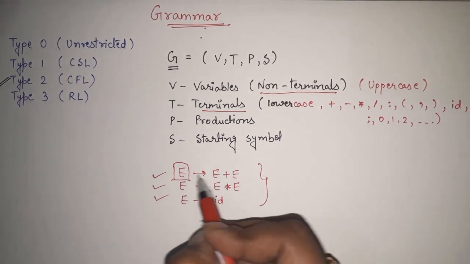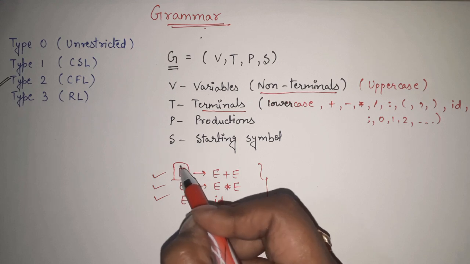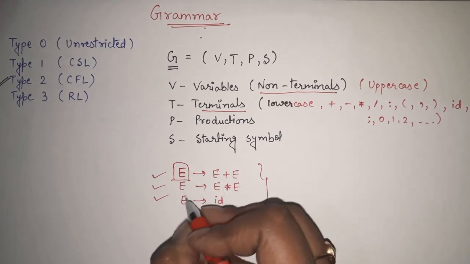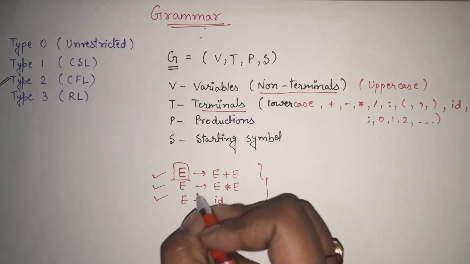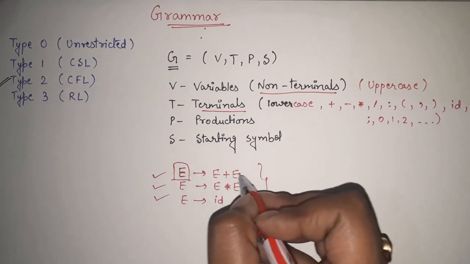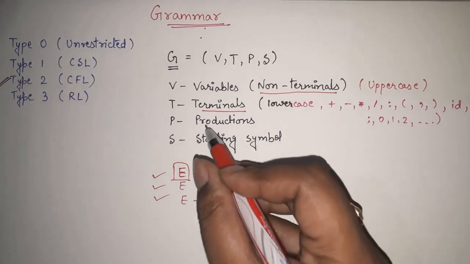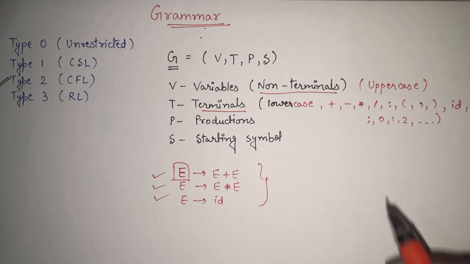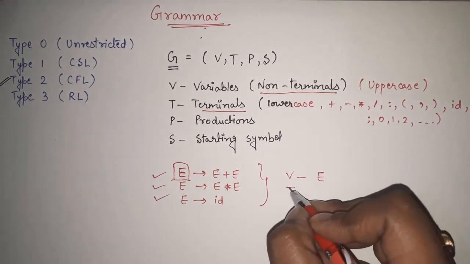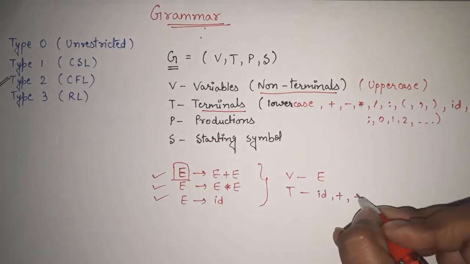What is the starting symbol? Whatever the LHS is in our first production, that is known as the starting symbol. In this case all three are the same, but if I had F over here and G over here, the LHS of the first production would be my starting symbol. So in this case, the starting symbol is E. Productions are these three. My variable V is capital E, and my terminals T are ID, plus, and star.